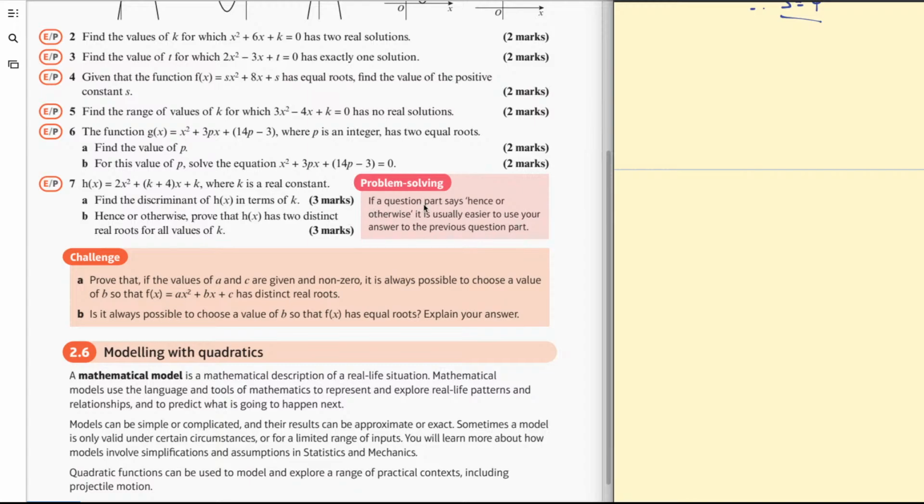And it has a tip here. If a question part says hence or otherwise, it is usually easier to use your answer to the previous question part. Okay, so when it has this language, hence or otherwise, use part A to help you out. All right, so question 7, we've got h of x equal to 2x squared plus k plus 4x plus k.